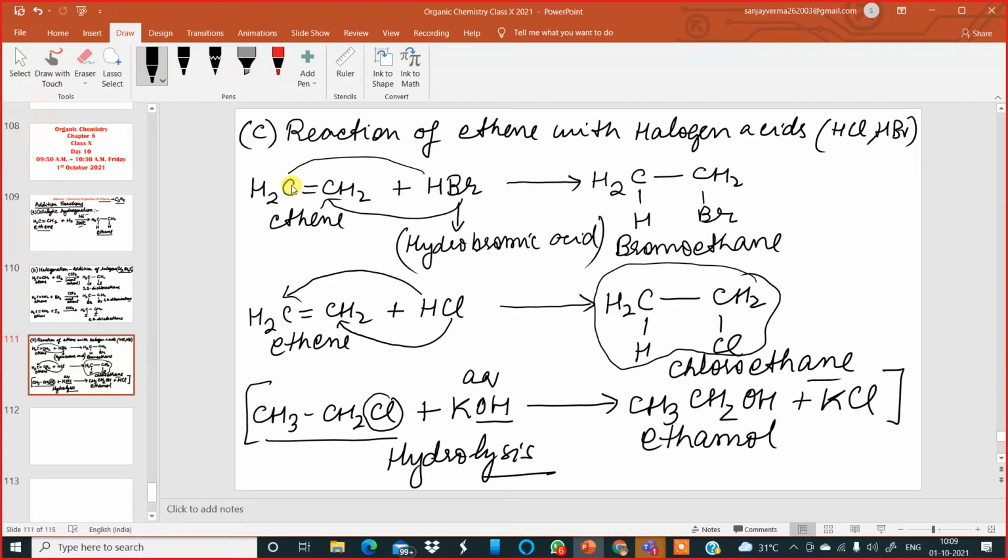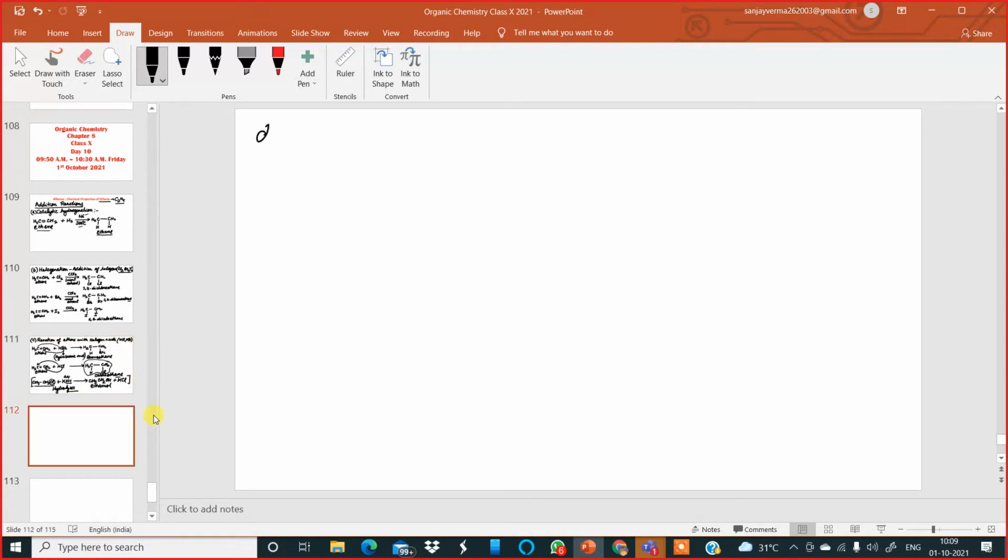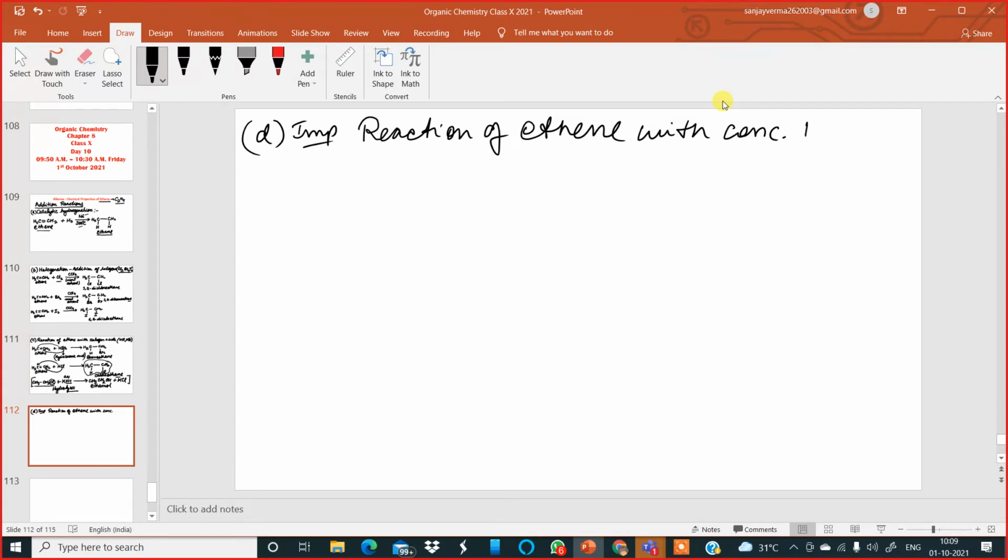Okay. Then the next addition reaction, that is number D, which is important. Okay, this is important. Reaction of ethene with concentrated sulfuric acid. Reaction of ethene with concentrated sulfuric acid.